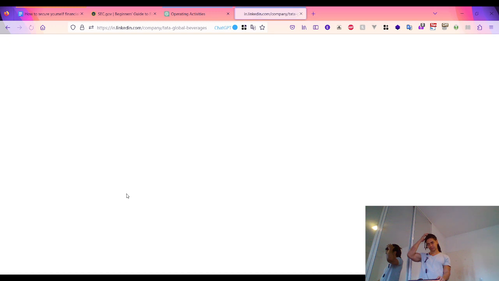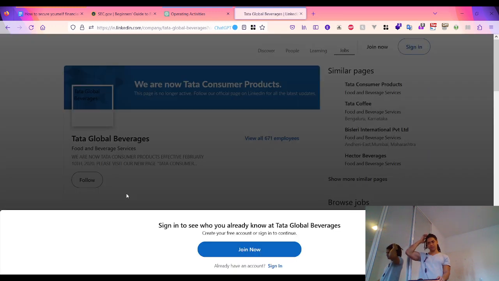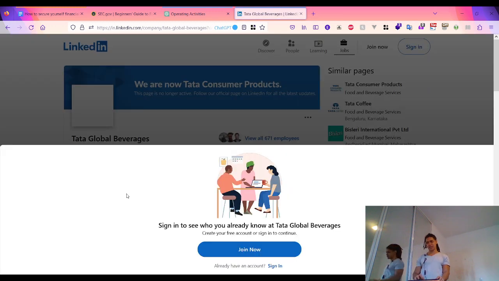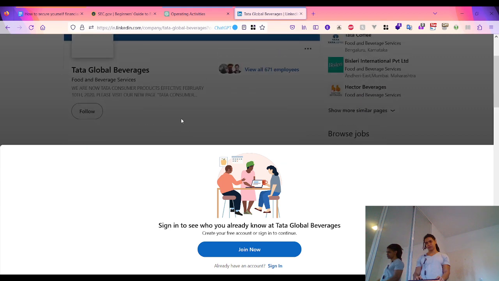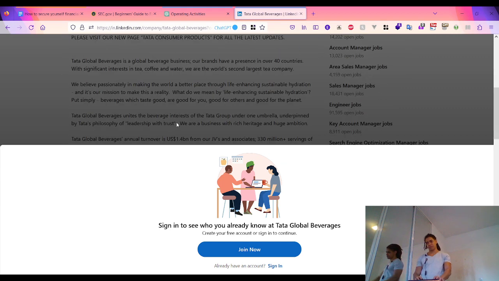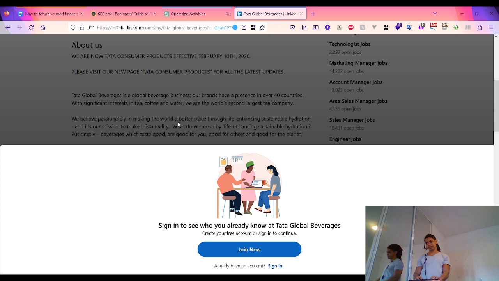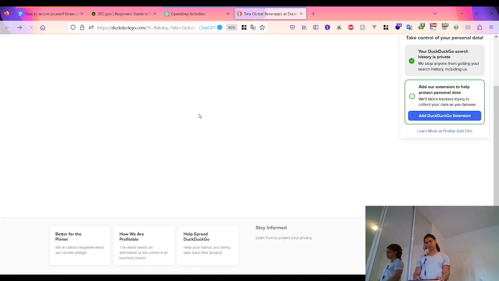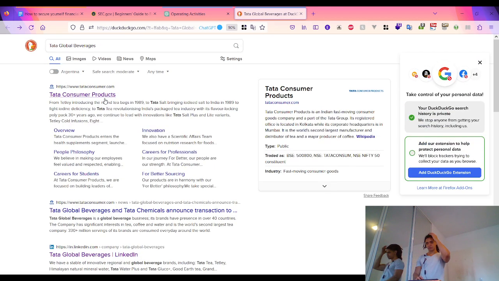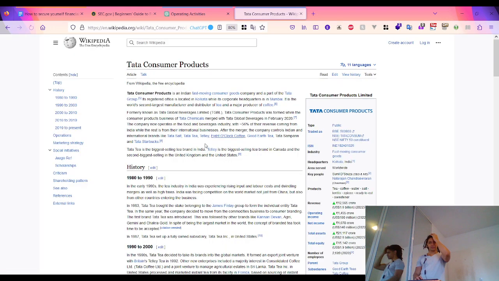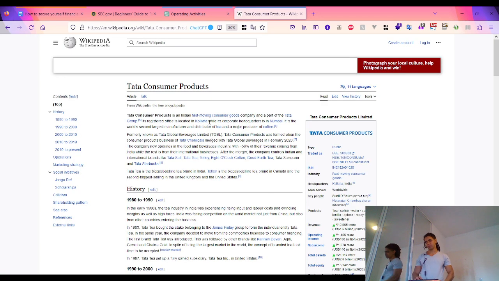Interesting. This is a very hidden, narrow, specific company. We're now Tata Consumer Products, but it's an Indian fast-moving consumer goods company and a part of the Tata Group. Interesting. Tata Consumer Products.